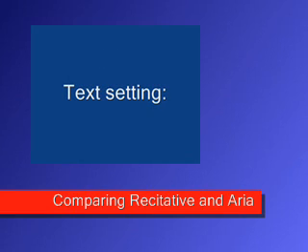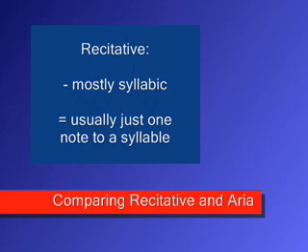This is also apparent in the text setting of these two types of songs, that is, how the notes relate to the music. A recitative, a simple kind of song that is speech-like and that is used for rather simple dramatic functions, telling a story and having a conversation, is mostly syllabic. Take a look at the word syllabic. In it you see the word syllable. And what syllabic refers to is music that usually has just one note to a syllable.